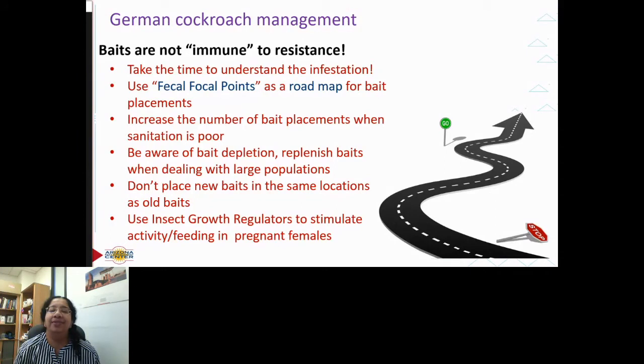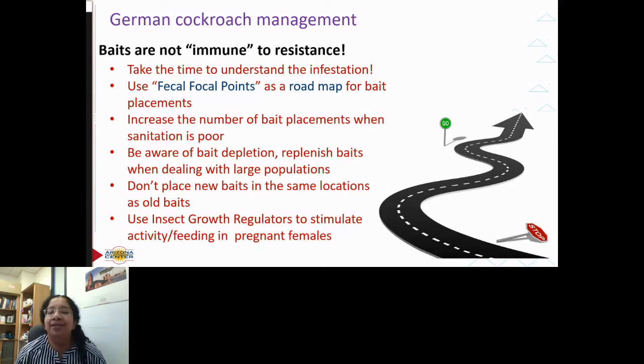And when they pick up the bait, the cockroaches will definitely pick up the bait, and baits will get depleted, right? They're continuously being consumed, so you might have to put more bait, replace. And it's a good idea to rotate places where you're placing those baits. That's also a good idea.